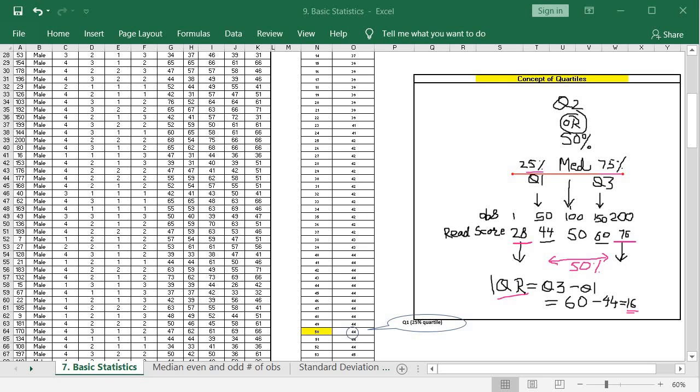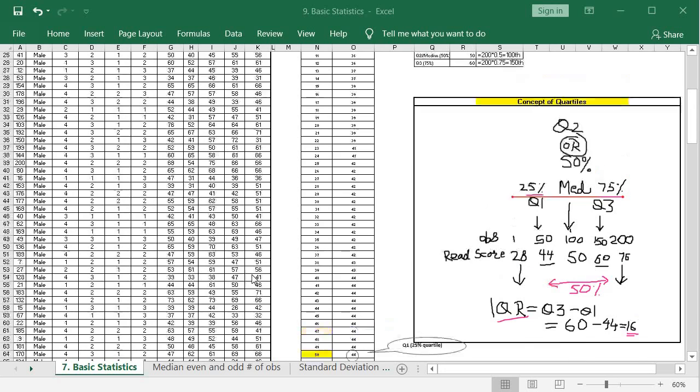However, on the same data, in case you change the first and last record, which is the minimum and maximum value, from 28 to 76, if we change it to 10 and 90 respectively, the interquartile range would not be impacted. So interquartile range is not impacted by outliers. Similarly, the median is not impacted by outliers. However, the mean is being impacted by outliers.